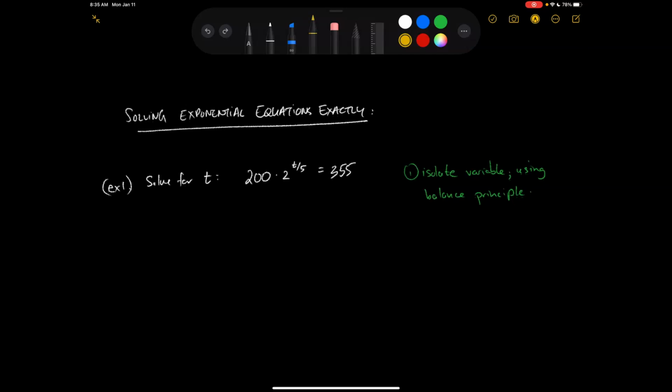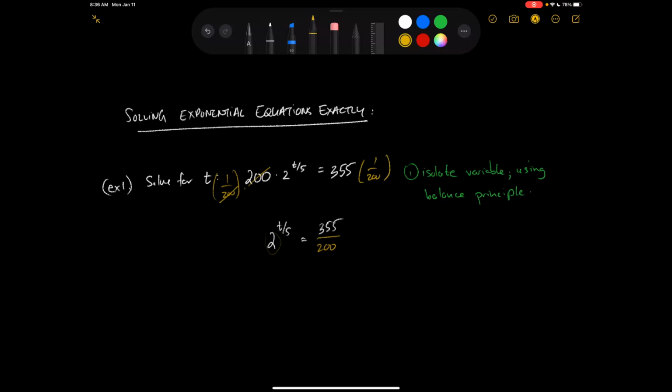I've got this 200 as a coefficient times the base equals this real number over here. So what I'm going to do is divide both sides, or multiply both sides, by 1 over 200. Same as dividing by 200 on both sides. What that's going to do is reduce this coefficient to 1. I'll just be left with 2 to the t over 5 equals 355 over 200. Now this might reduce, but I'm not going to worry about that right now. And I'm going to continue to solve for t.